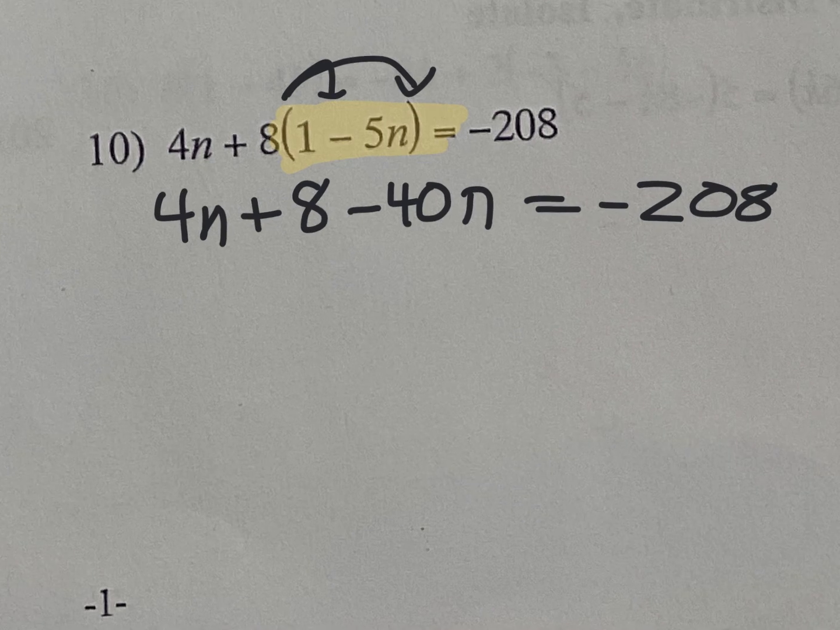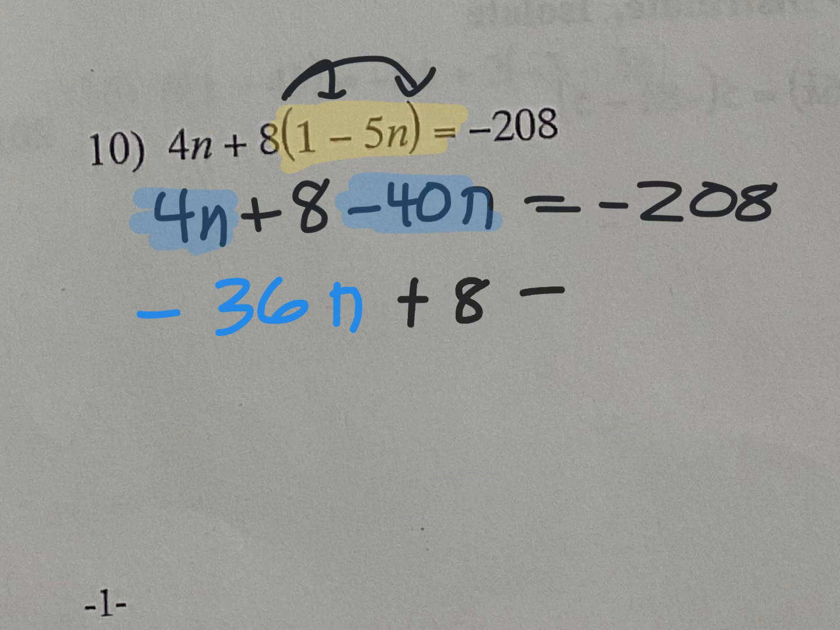The next step is basically the same. We are simplifying. We are looking at the like terms on the same side of the equal sign. You are not going to cancel, they're on the same side, so you're just going to put them together. 4 minus 40 is negative 36, negative 36n. 4, take away 40. You only have $4, but you take 40 out of your account, you're going to be in the negative, right? Now I'm going to bring down that 8.